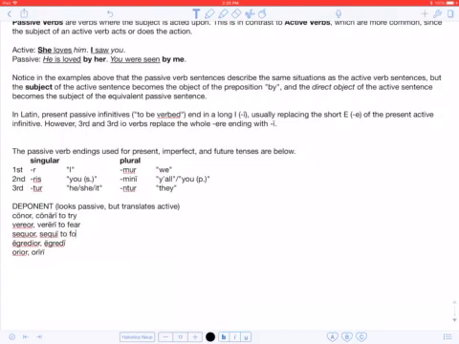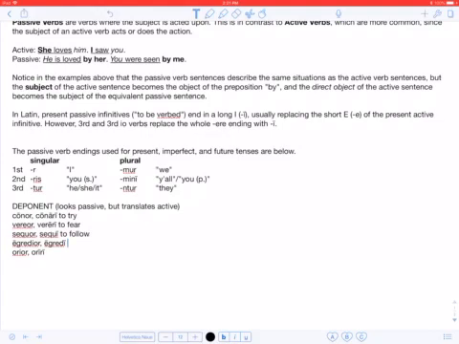Now, sequor means to follow. So where we get sequence from. So sequi is the infinitive form that's literally to follow. Sequor itself is the I form. So sequor, I follow. Sequeris, you follow. Sequitur, he, she, it follows. Sequimur, we follow. Sequimini, y'all follow. Sequuntur, with a U, N-T-U-R, they follow.